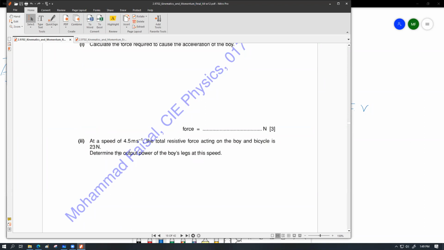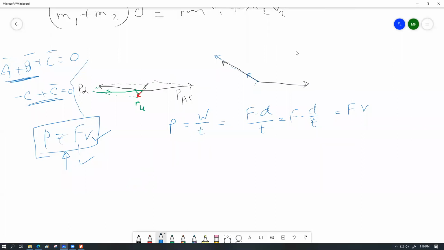Now, if I want to give you a physical view of this thing, try to understand. The boy has to produce out of his leg a forward force. Let's say this is the boy and the bicycle. So this is boy plus bicycle. The backward force on the boy and the bicycle is 23 Newton. To maintain his uniform speed in the forward direction, he has to also produce 23 Newton as well.